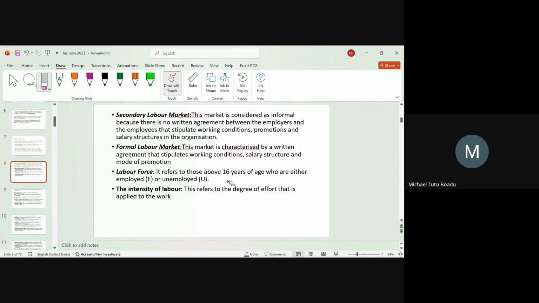Then we have the labor intensity. Labor intensity, we are talking about the magnitude of effort that the person you have employed or labor will apply to the work, the level of intensity, the eagerness, okay, the degree of effort. So when you look at the population dynamics of a country, it can determine the intensity of labor. A youthful population will have a very high degree of effort or labor intensity, right? Compared to an aging population.